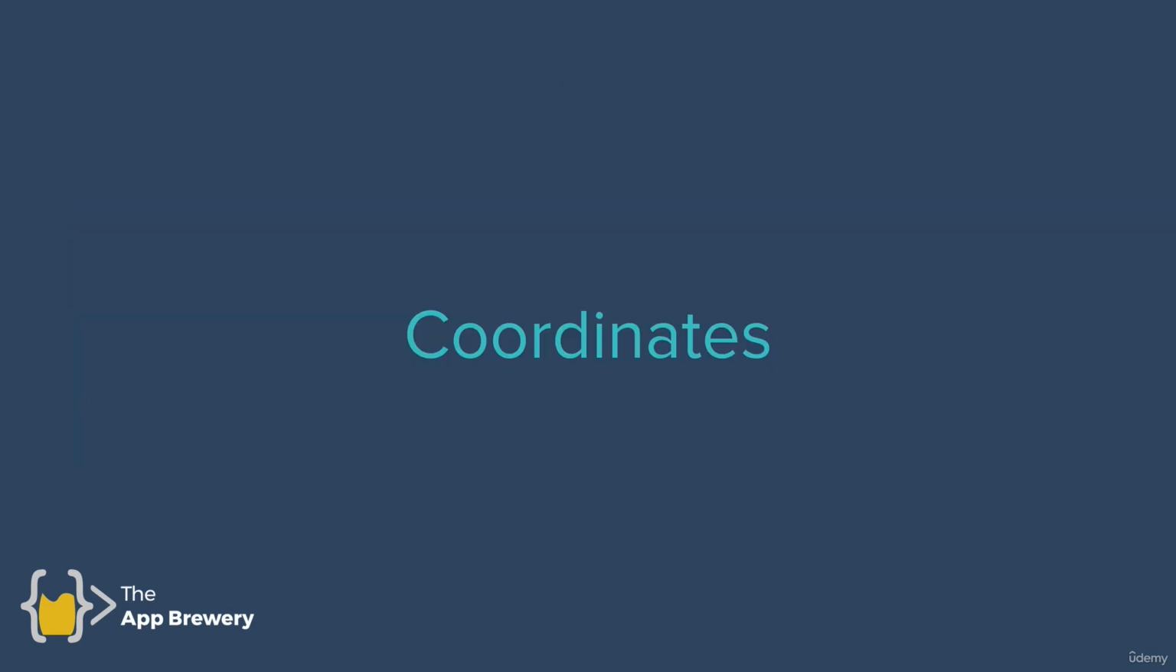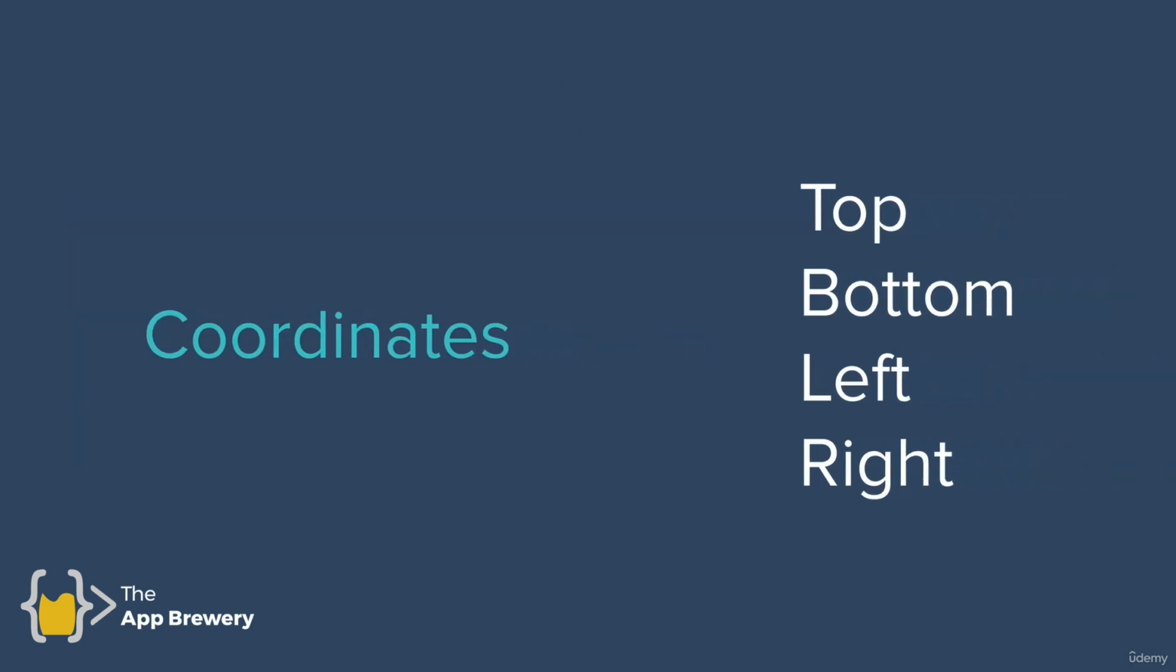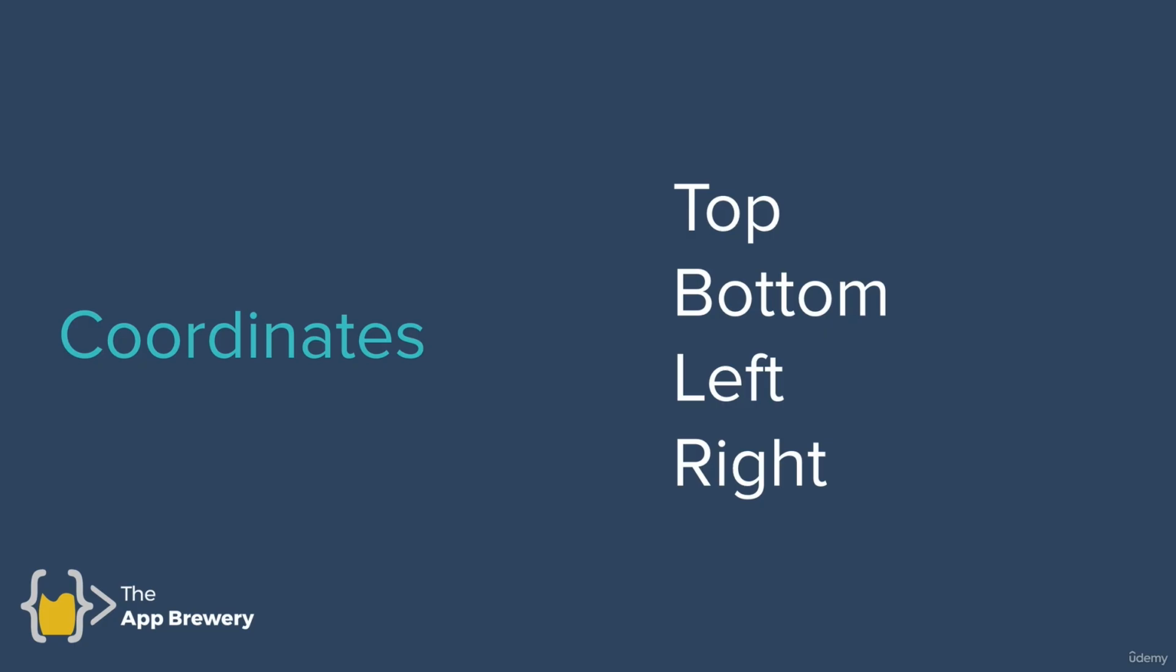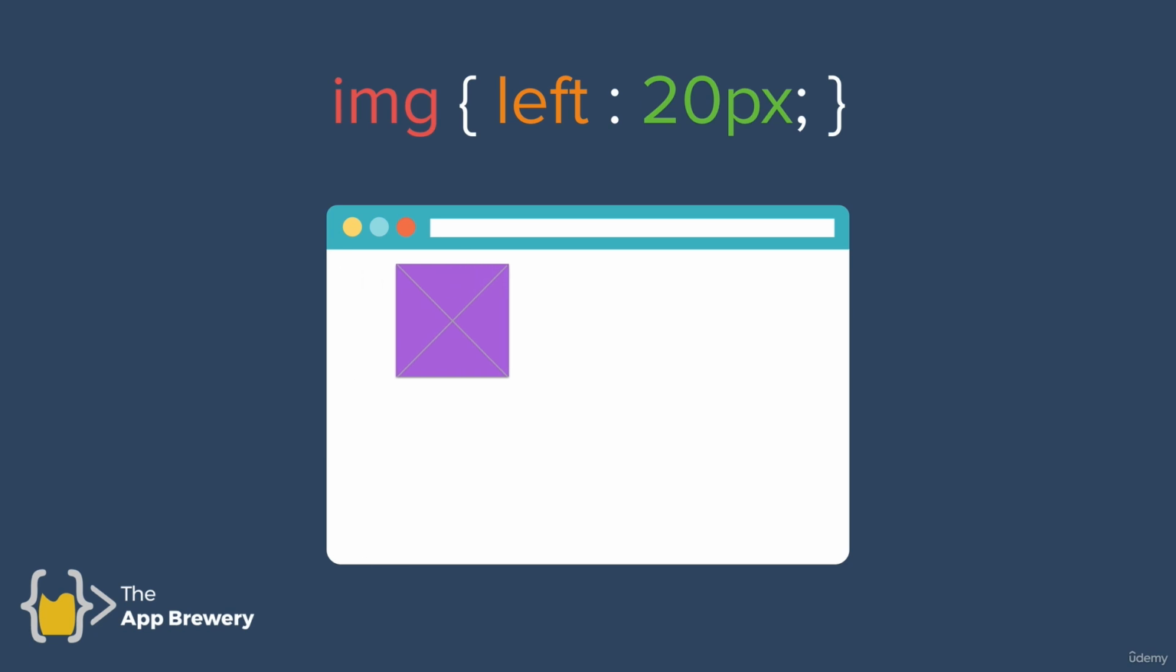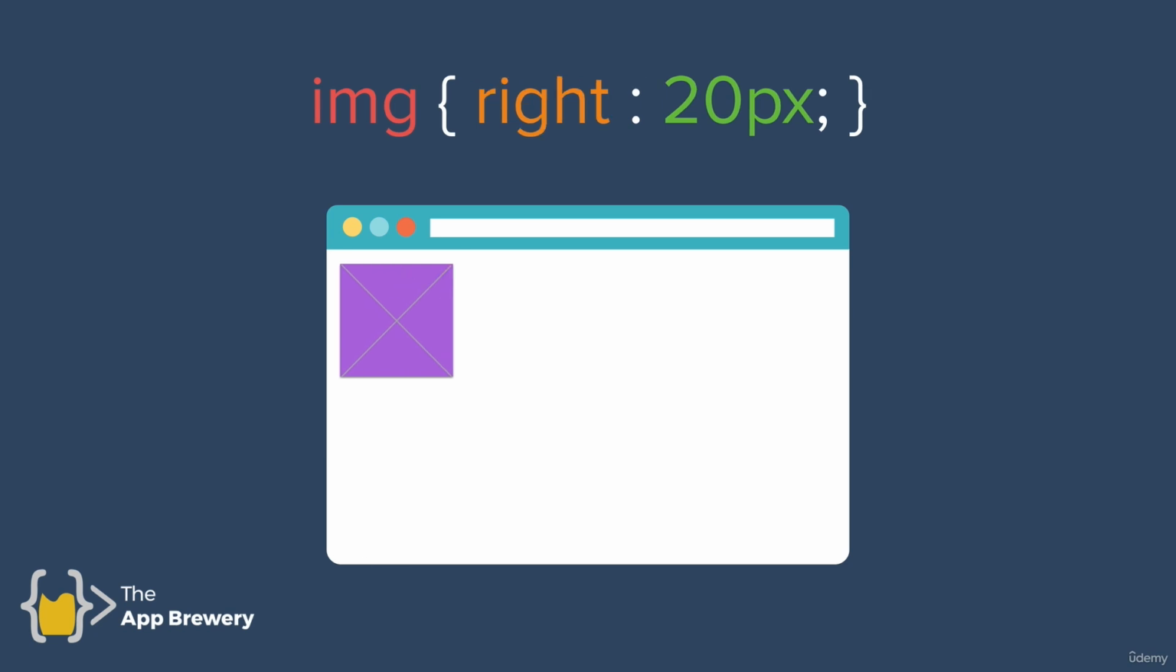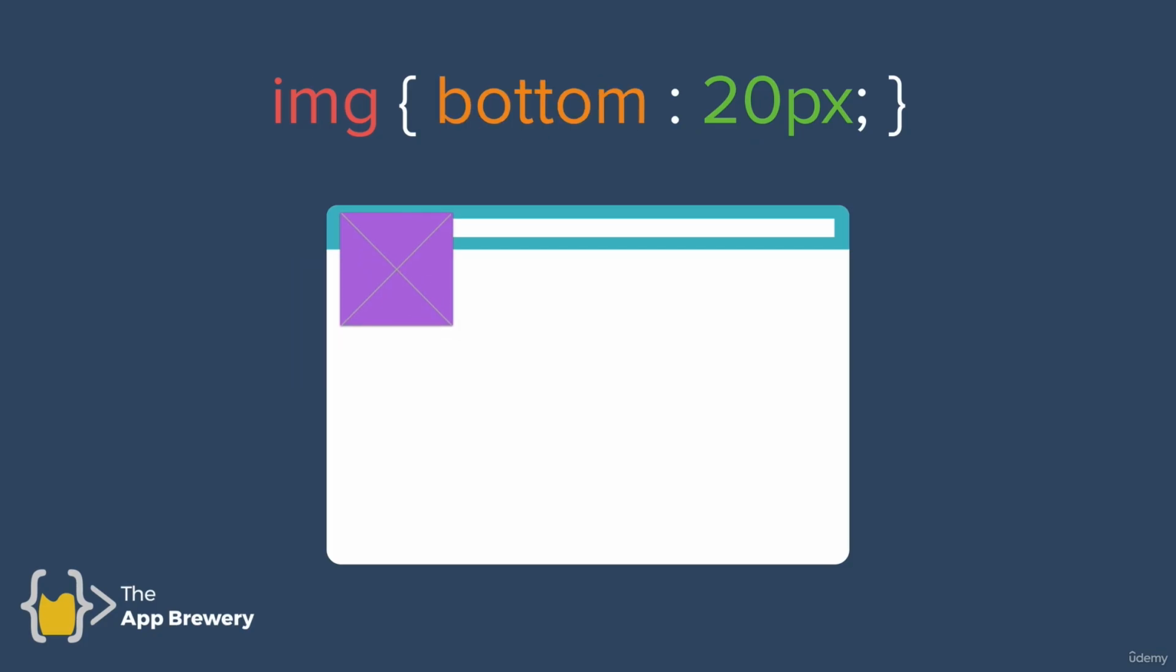And there's 4 of these coordinate properties: the top, the bottom, the left, and the right. And we can set values for them in order to determine how we want to move our element. So let's say that we've got an image that is positioned using relative layout. Then we set the top coordinate property to 20 pixels. That means it will get moved down by 20 pixels. And if we change the left property to 20 pixels, then it'll get pushed right 20 pixels. If we change the right property to 20 pixels, it'll get pushed left 20 pixels, and the bottom property as well.